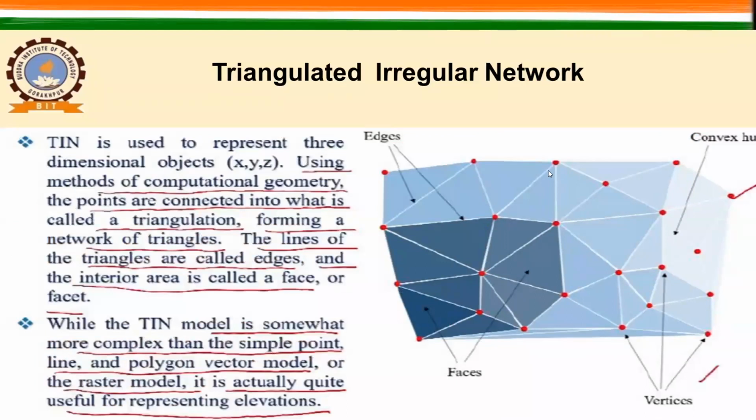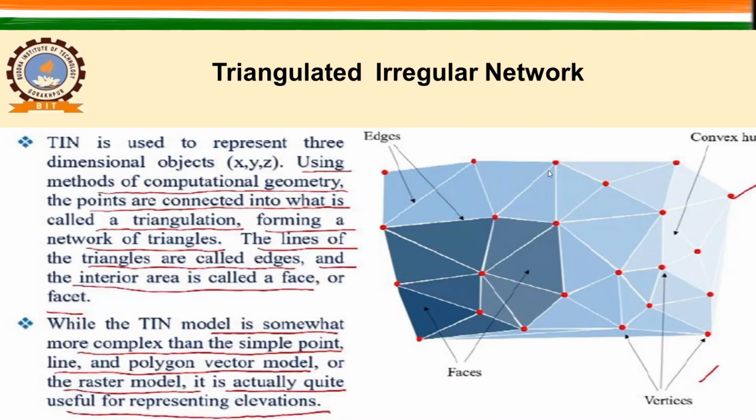Now TIN is used to represent a three-dimensional object, that is X, Y, and Z. So this is very useful when we are working with topography, where we want to generate a digital elevation model, that is DEM. So in that case, this TIN is very useful.